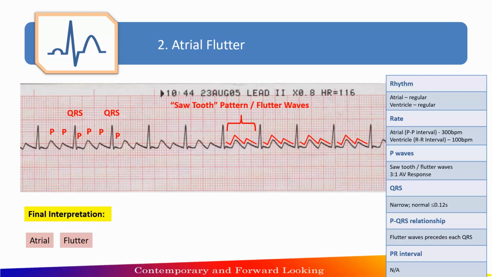Further analysis of the flutter wave tells us that there is a 3-to-1 AV response, which leaves us with the final interpretation that the rhythm is indeed an atrial flutter with a 3-to-1 AV block. Here is how an atrial flutter with 3-to-1 AV block looks like on a cardiac monitor.